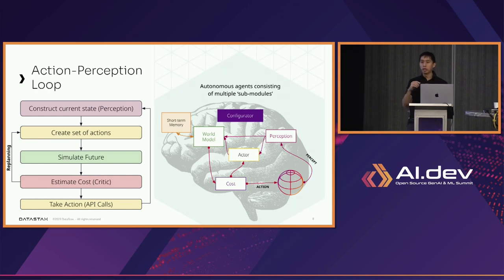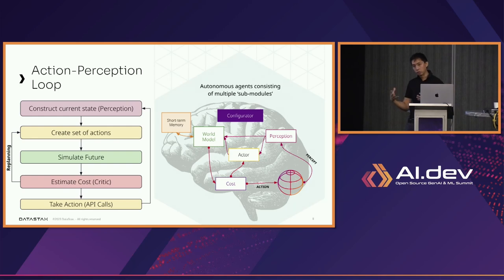The actor model creates plans. It creates discrete steps of things to do to achieve a particular goal. The plans plus the current state are sent to what we call a world model, which simulates what the future will look like. And then based on the predicted future state, another model called the cost model, or if you use the AutoGPT language, the critic, will look at the plan and see whether or not it meets the objective that the system has been asked to do.